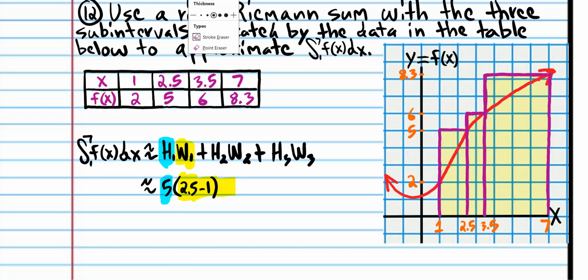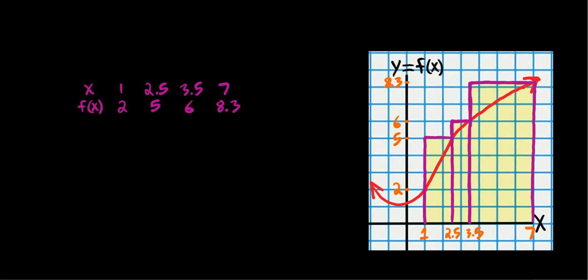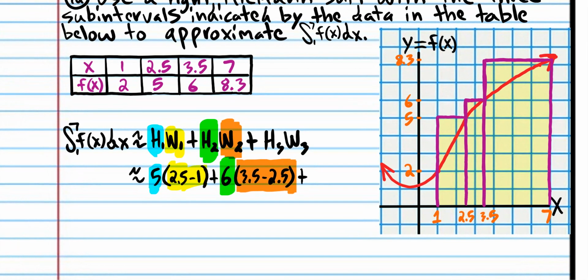And then we're going to add the height of the second rectangle. What is the height of the second rectangle? Well, that's 6. And the width is 3.5 minus 2.5, same width that we had before. So you don't have to use colors when you do this. I'm just using the colors to help students see what's going on. It's not necessary to use colors. Okay, so now what is the height of the next rectangle?